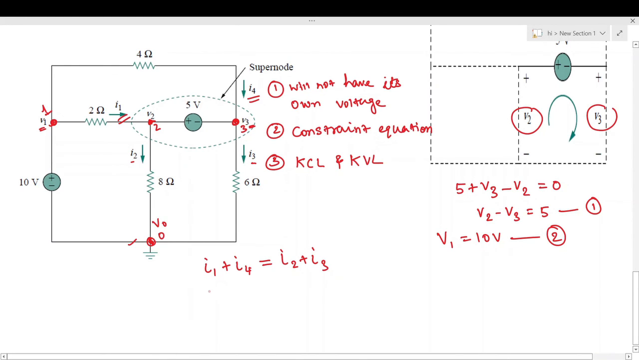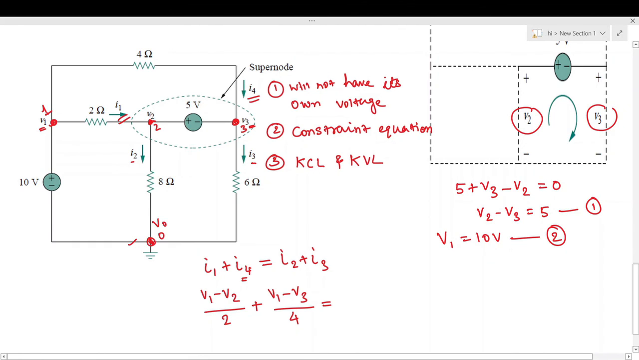To find out the value of I1, we need to apply the potential difference, that is V1 minus V2, which is the potential difference between V1 and V2, and the resistance value is 2, plus the I4 current, which is flowing through the 4 ohm resistor, and the potential difference will be V1 minus V3, V1 minus V3 divided by 4, the resistance value, which is equal to I2.